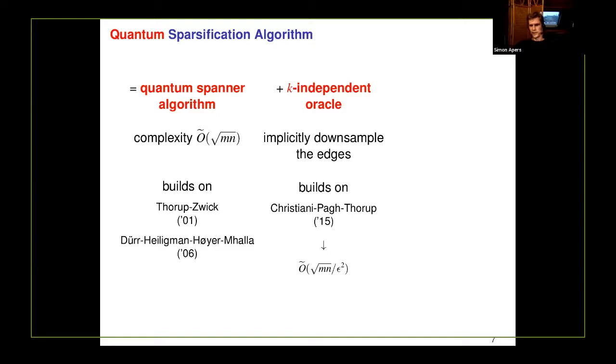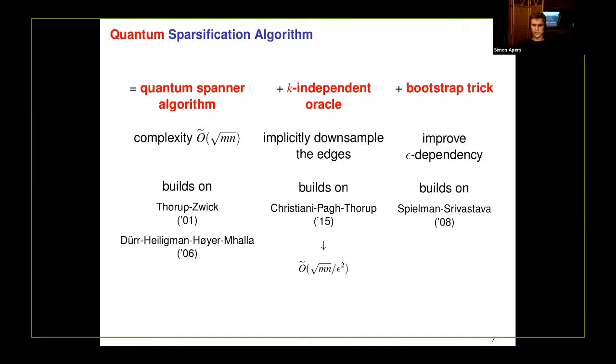If we combine these things, we get a quantum sparsification algorithm which has complexity something like square root mn over epsilon squared, which is not quite what I promised. So we need one more step, and this is a bootstrap trick to improve the epsilon dependency down to square root mn over epsilon. Roughly what we do is we first use these first two steps to construct a rough spectral sparsifier for constant epsilon. And then we use this rough spectral sparsifier to create a better sparsifier of the original graph. This rough spectral sparsifier gives us information that suffices to construct a better sparsifier. That's why it's a bootstrap trick.